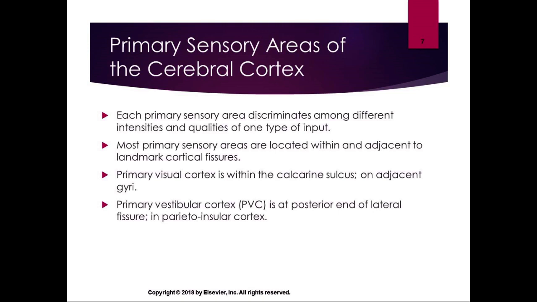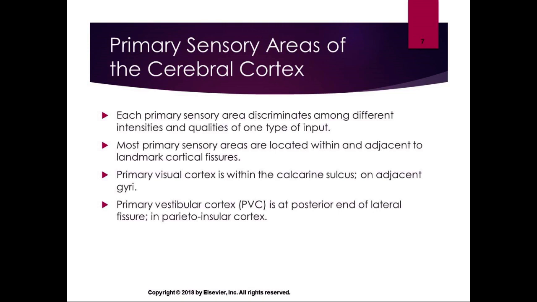So the primary sensory cortex: each primary sensory area discriminates among different intensities and qualities of one type of input. We have a visual area, we have an auditory area, we have areas for different types of sensation. Most primary sensory areas are located within and adjacent to landmark cortical fissures. So the primary visual cortex is within the calcarine sulcus and adjacent gyri in the occipital lobe.